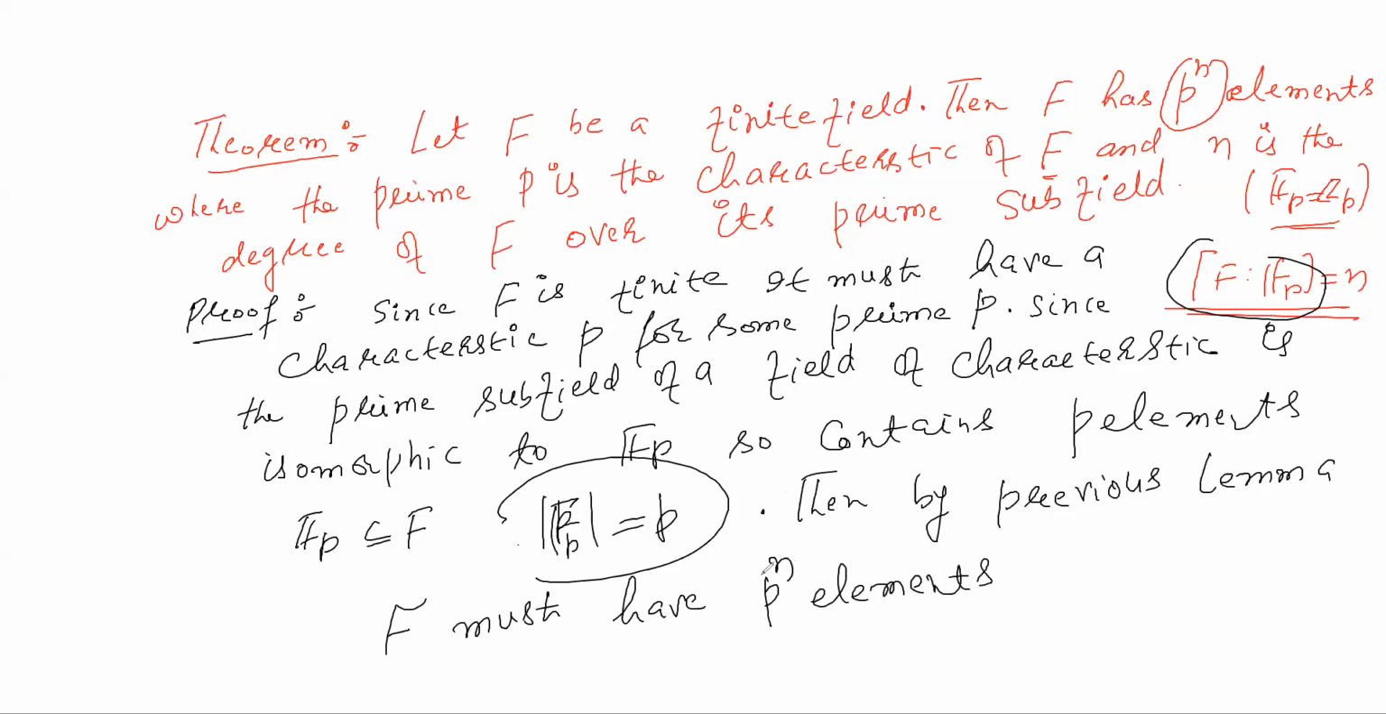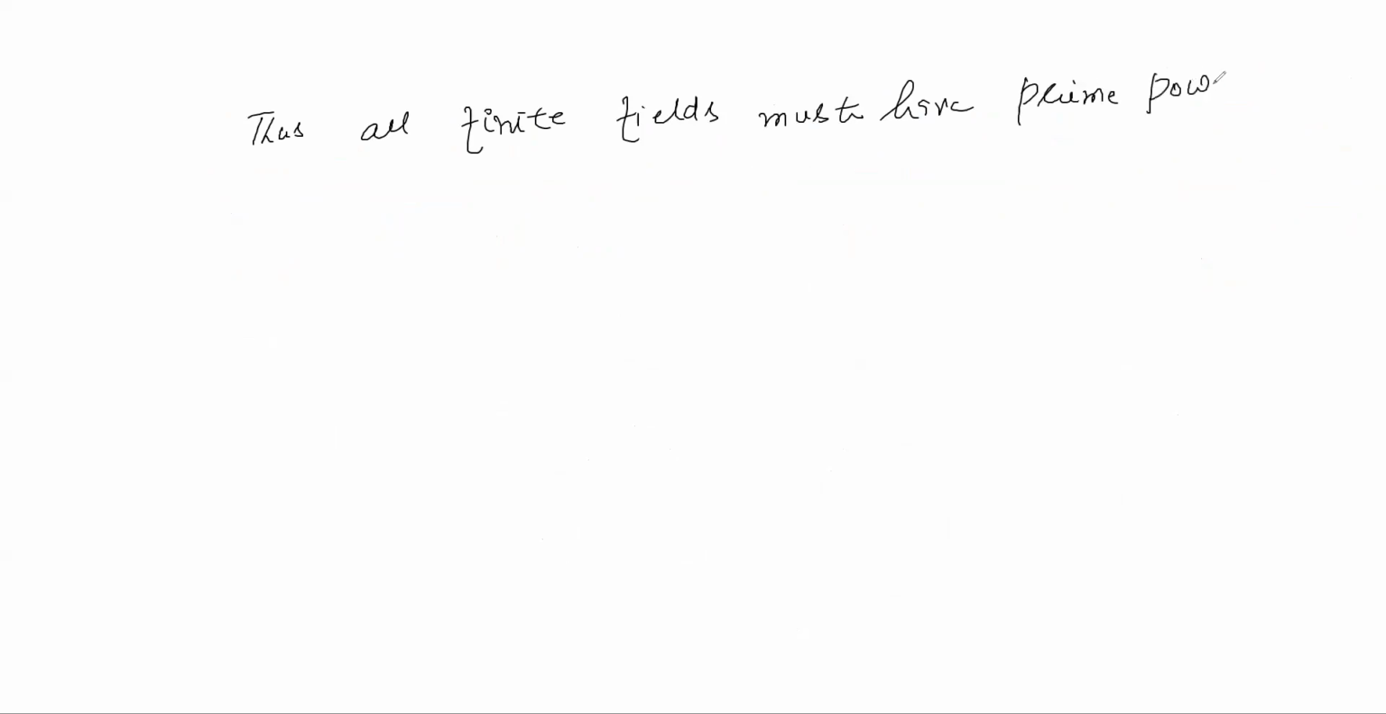So finite fields always have cardinality of the form p raised to power n, where p is a prime and n is the dimension of F over Fp, the prime subfield of F. So all finite fields must have prime power order.